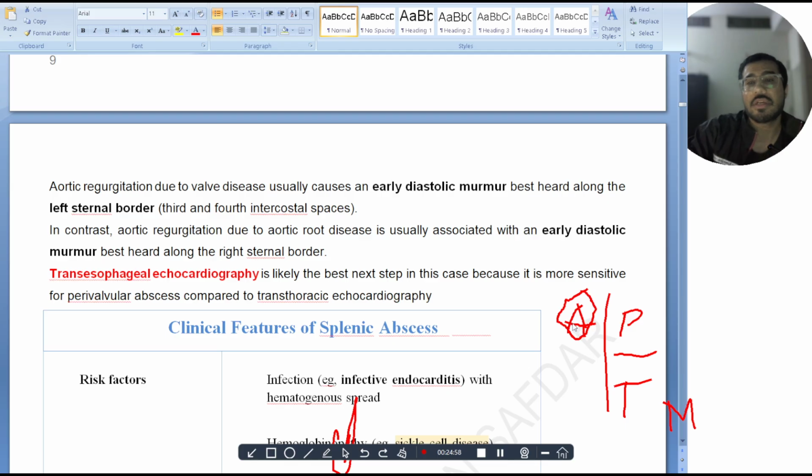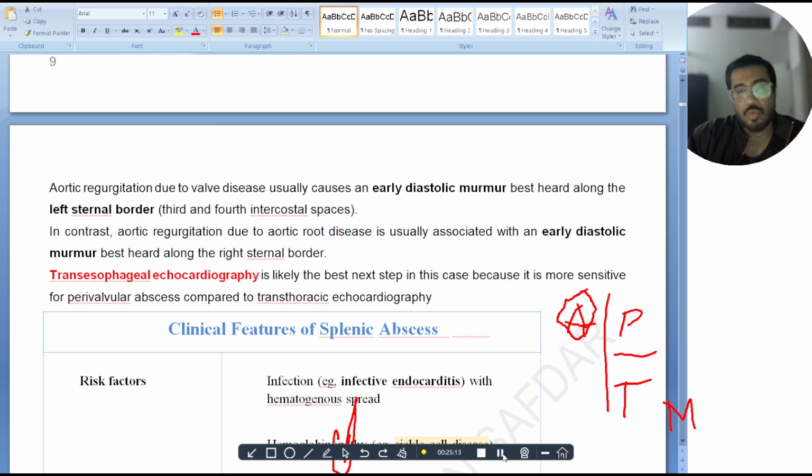You're gonna hear aortic stenosis here, you're gonna hear pulmonic stenosis here, you're gonna hear A and P regurg here, you're gonna see everything related to tricuspid here and everything related to mitral here. And let's just revise it again. A, P, A and P regurg, T, M. A: aortic stenosis, aortic regurg due to aortic root disease.